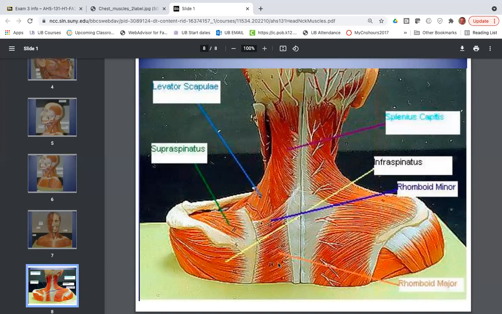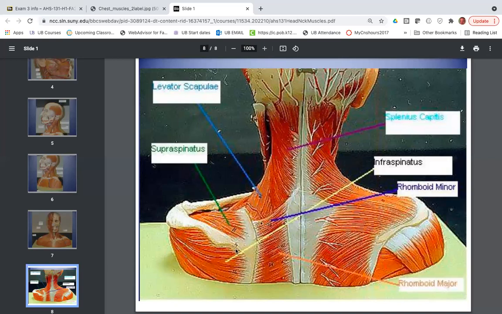Now the rhomboids are going to retract or adduct the scapula. But they don't just do that, because if you look at these fibers, they're a little bit on a diagonal. They run from superior to inferior on this diagonal. So when it adducts, it also rotates the scapula downward, so that the inferior angle moves up and the superior angle moves down. It's going to rotate so that the glenoid cavity is pointing downward.